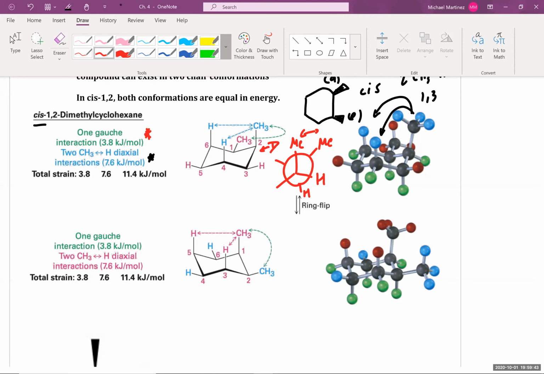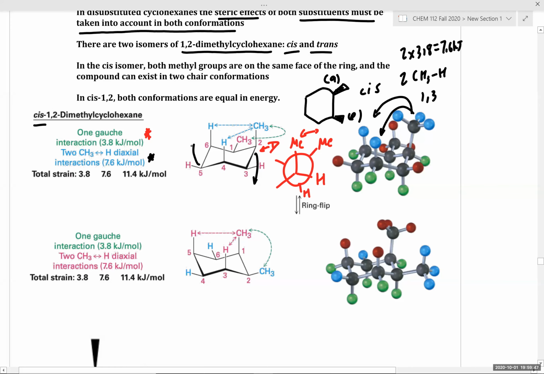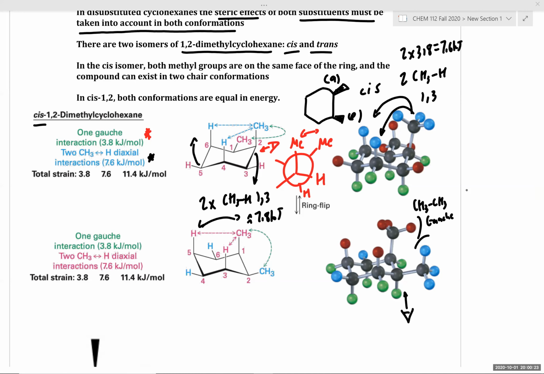So after a ring flip, we bring one carbon down, the other carbon up. And now, as we notice, we still have 1,3-diaxial interactions. So we have two methyl hydrogen 1,3-diaxial interactions that cost us 7.8 kilojoules. And as we can see from this picture, if we look down this carbon-carbon bond, we also have a methyl-methyl gauche interaction. Does everyone see that gauche interaction clearly in this picture here?